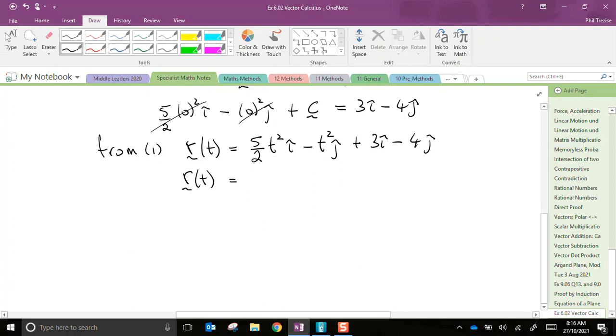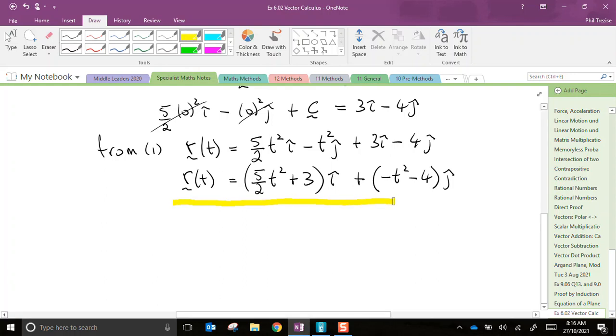I'll group together the i components. So I'll have 5 over 2 t squared plus 3 i. And then I will have, now see how it's subtracted there? I normally write plus, and so it will be negative t squared take 4j. Now some people may prefer to factor the negative sign to the front, so subtract, and then it'd be positive t squared plus 4. But either way is good. That is my solution to part A. That is the position vector of this particle as a function of time.